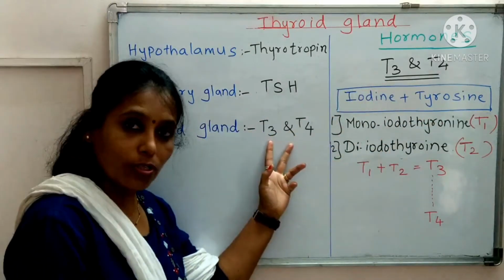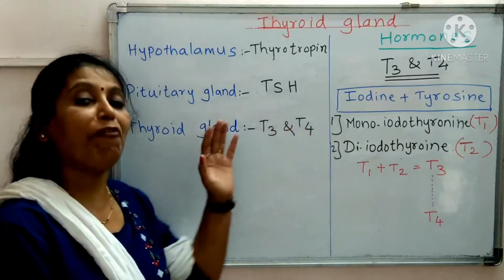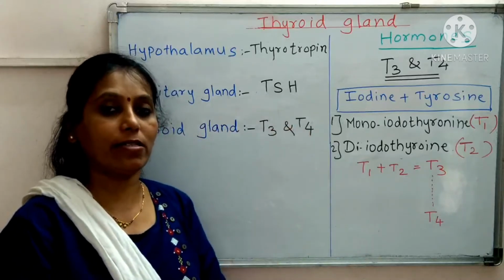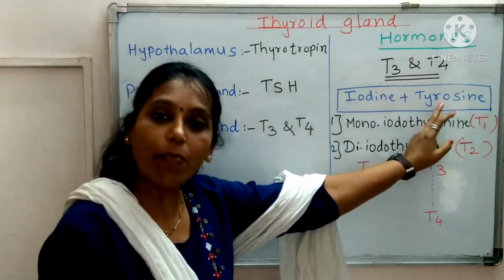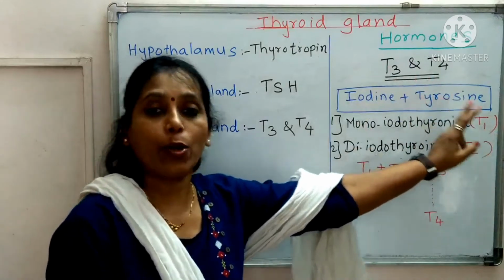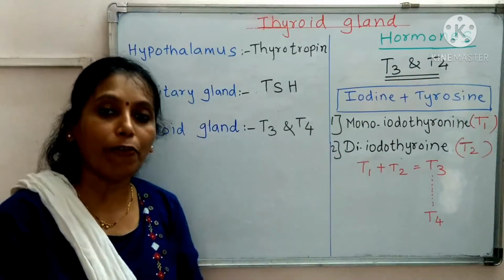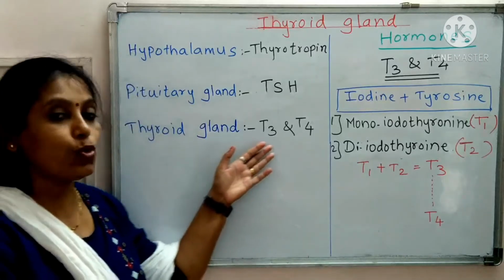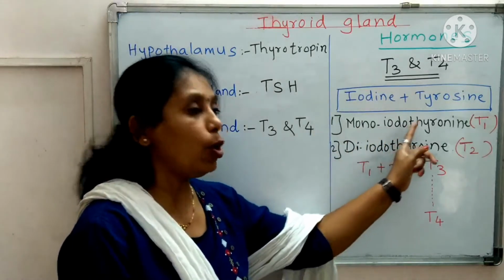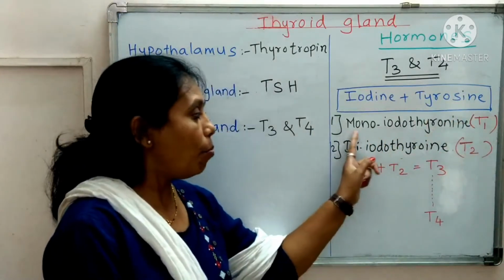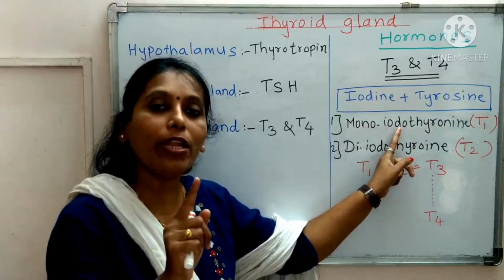These two hormones are secreted by the thyroid gland, but for that the precursors are iodine and an amino acid, and the name of that amino acid is tyrosine. These two components are very much essential for synthesis of these two hormones. Now here I have written monoiodothyronine. Here mono means single and iodo means iodine molecule.